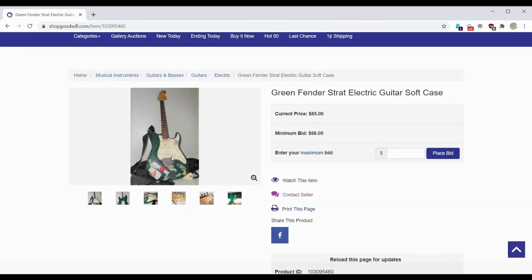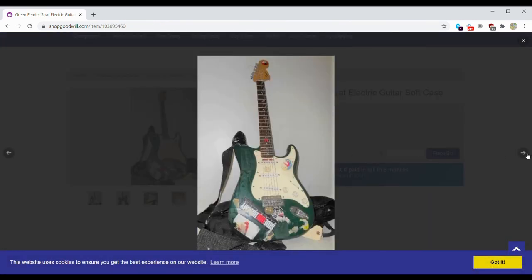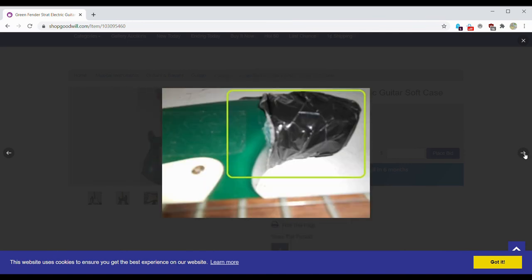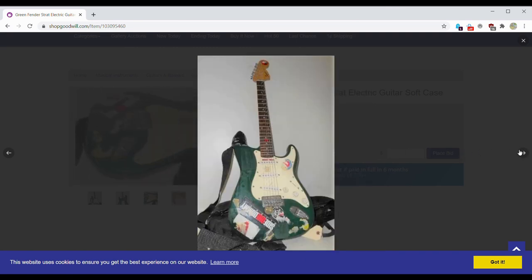What is this? Oh, I hate... I am not a fan of stickers. That is stickers and duct tape. They were definitely trying to do some Green Day stuff. Look at that. That is just straight up duct tape, taping a strap to the guitar. That is kind of hilarious.